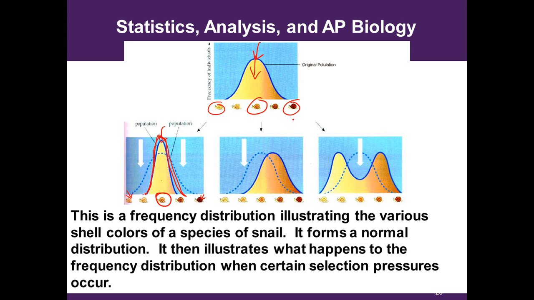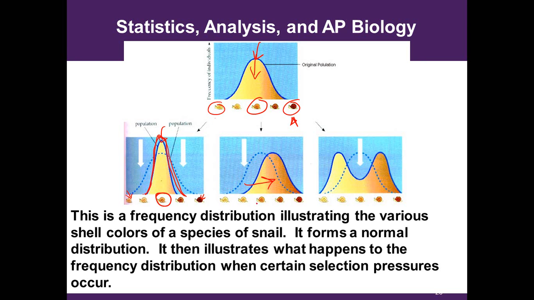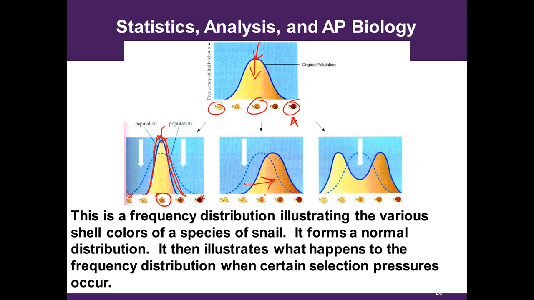On the other hand, let's suppose that the dark snails are favored over the light snails. Over time, you would see a shift in this normal distribution as the population of snails would become darker over time. And then let's suppose for whatever reason you favor dark snails and light snails over the medium color. Over time, you would actually get two normal distributions, and it would favor the dark and the very light over the medium color. So again, this concept of a normal distribution appears in your textbook.